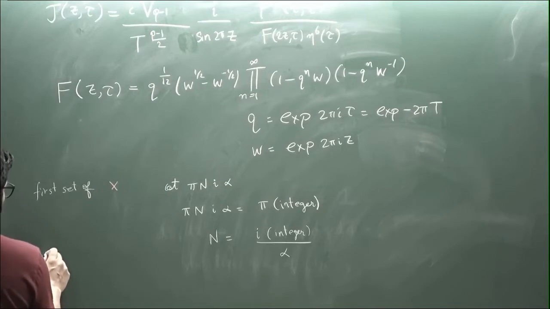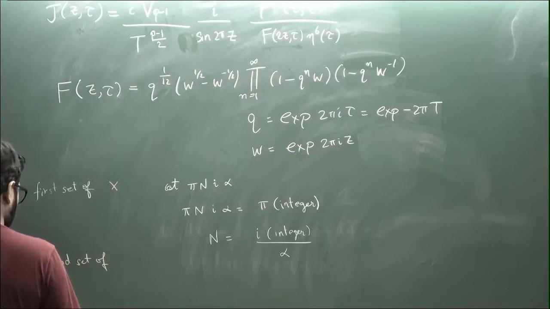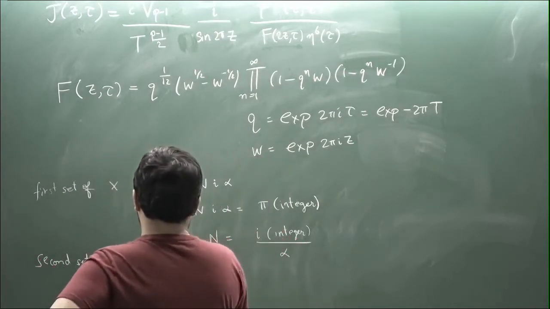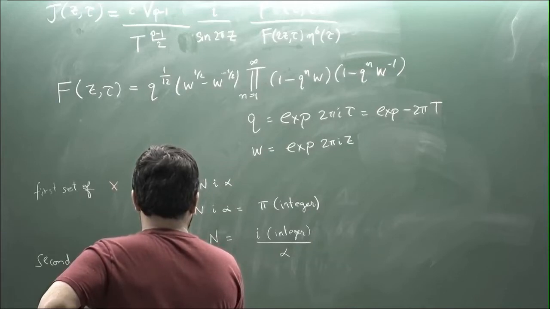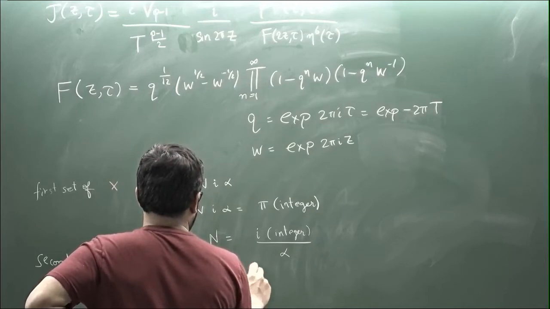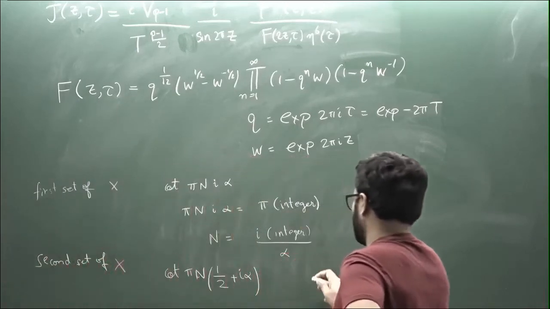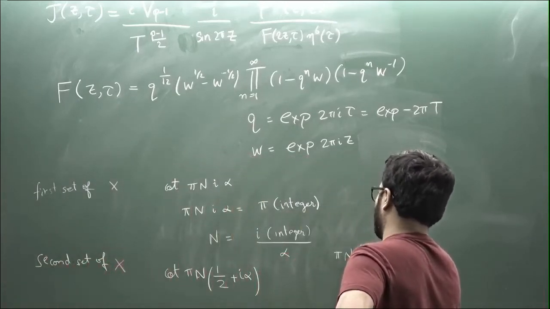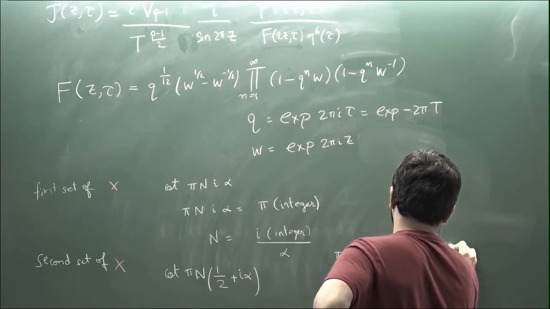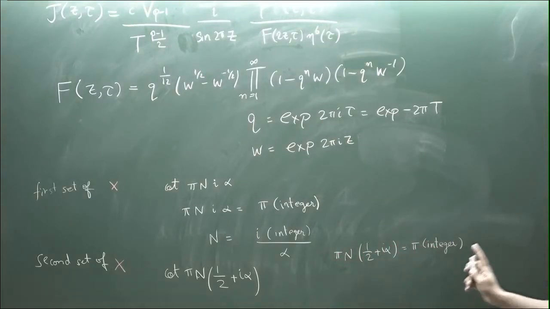Now the second set of poles, where the real part is 1/2, gives cotangent of pi n times 1/2 plus i alpha. This hits a pole in n when pi n times (1/2 plus i alpha) equals pi times an integer. And this is bad, because there is this real part here which will lead to poles in this half plane.